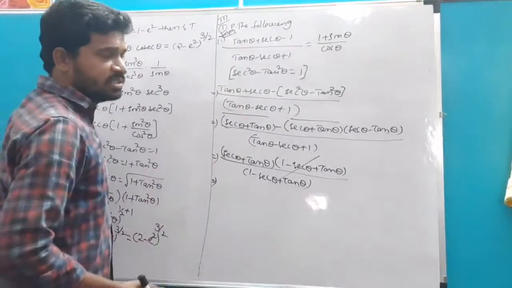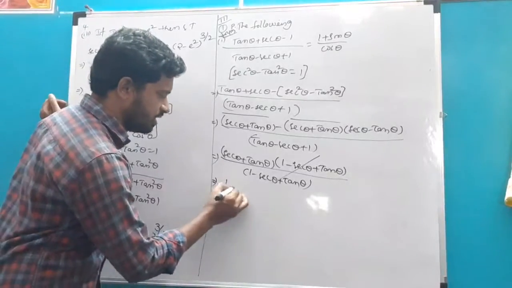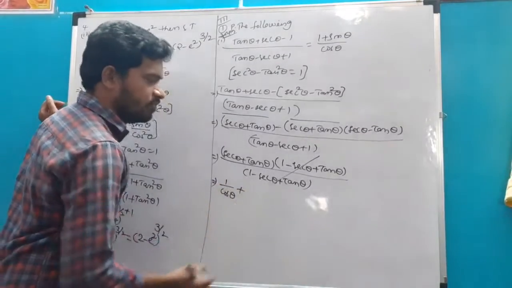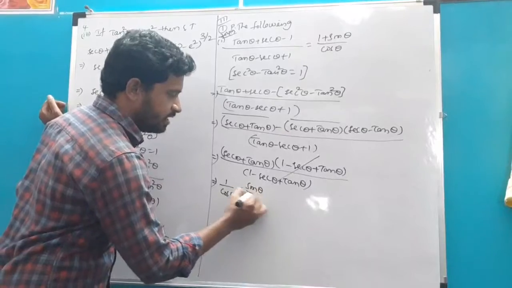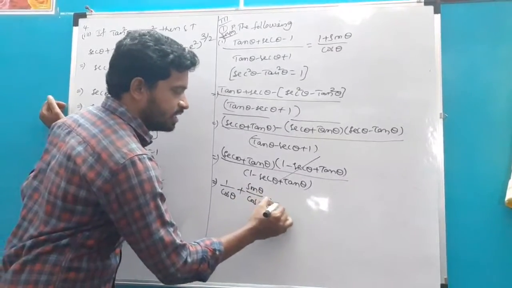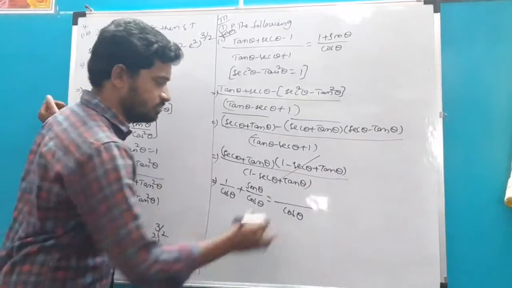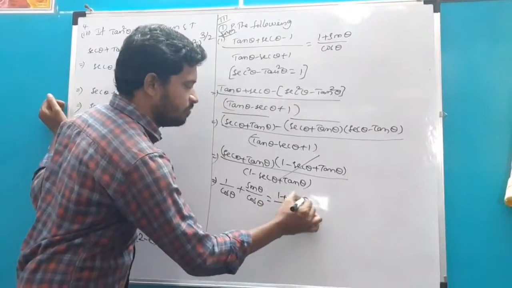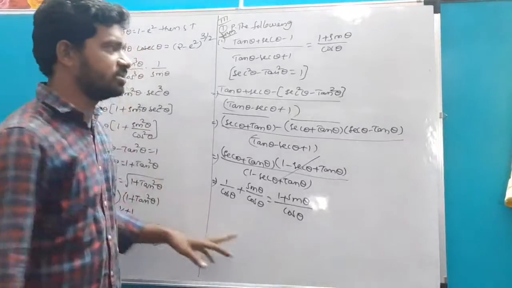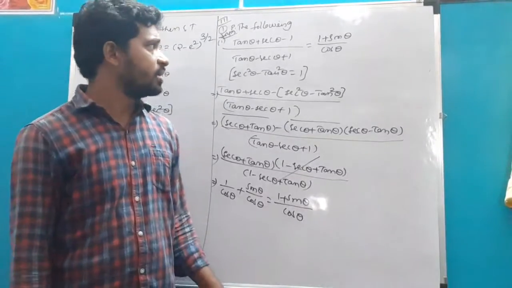But what is the RHS in terms of sin and cos? So replace the values here. Secant is replaced by 1 by cos theta and tan theta is replaced by sin theta by cos theta. Then what will the LCM be? Here cos theta is the LCM. So what about the numerator? It will become 1 plus sin theta by cos theta. That is the value of the RHS.